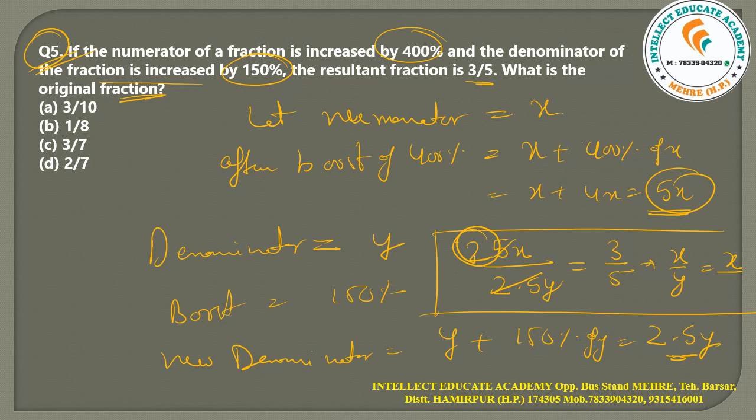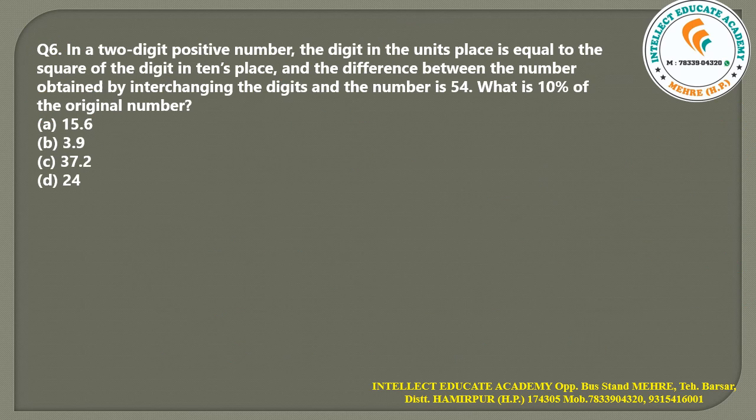5 upon something, how much is this? This is 3 upon 5 into 2, that is equal to 3 upon 10. So A option is the correct option. So I hope you got it.